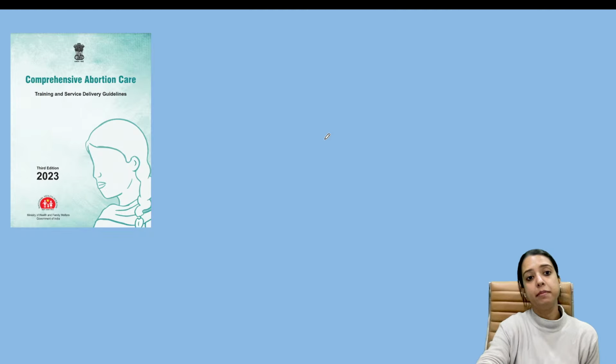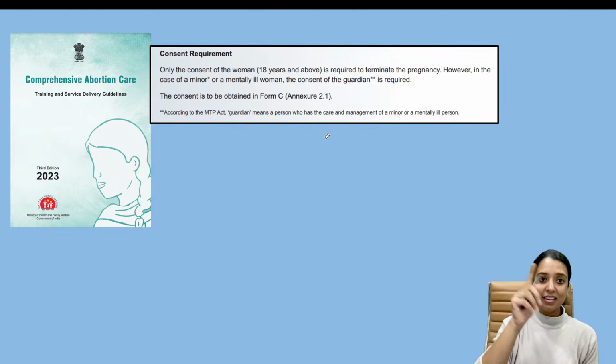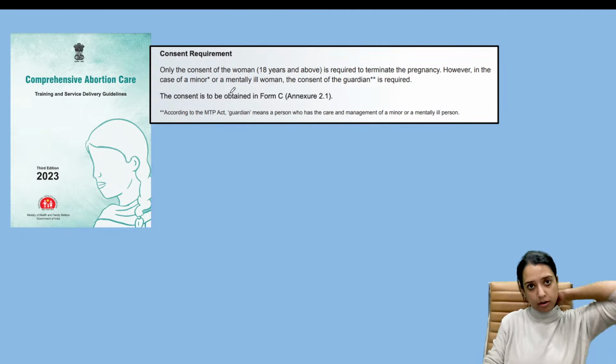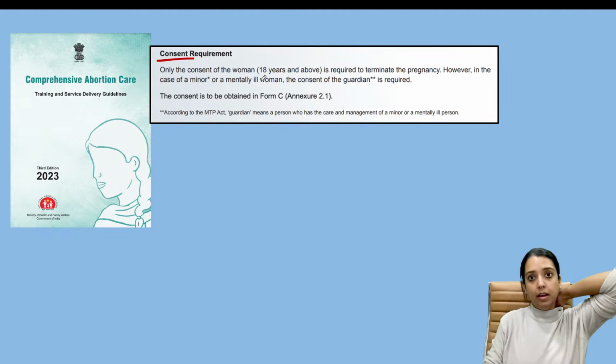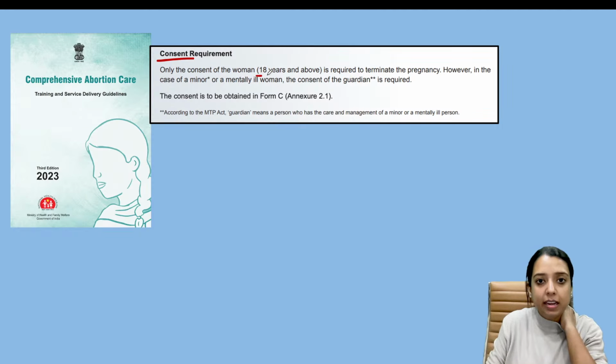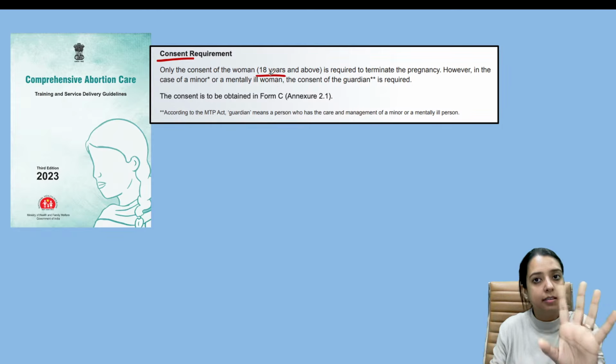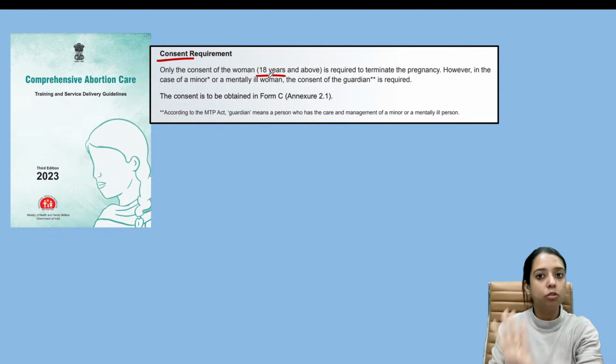So many questions have been asked on this CAC guideline. Okay? Comprehensive Abortion Care Guideline. Important things which is written inside the guideline, which I thought is important for you, is consent. If the woman is more than 18 years, only her consent is needed. Consent of partner is not needed.